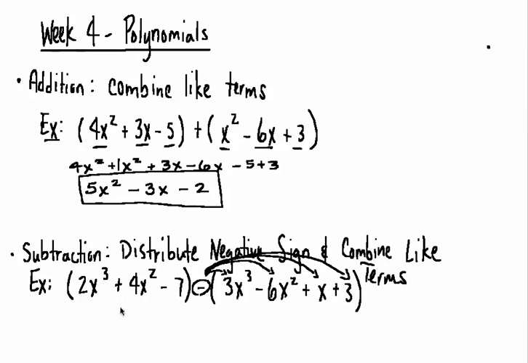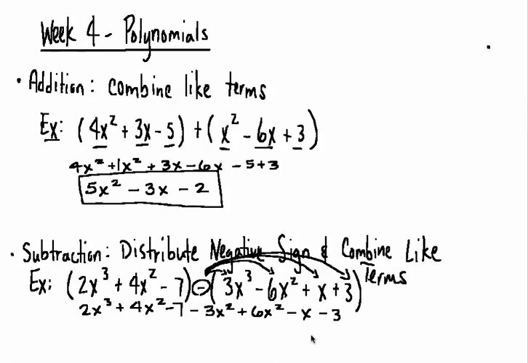So I'm going to drop the parentheses. I'm going to copy down the same thing that occurs in the first parentheses, 2x cubed plus 4x squared minus 7. And then when I get ready to write down the terms in the second parentheses, I'm going to change all the signs. If it's a positive, I'm going to make it a negative. If it's a negative, I'm going to make it a plus. So 3x cubed becomes a negative 3x cubed. Minus 6x squared will become a plus 6x squared. Plus x becomes minus x, and a plus 3 becomes a minus 3.